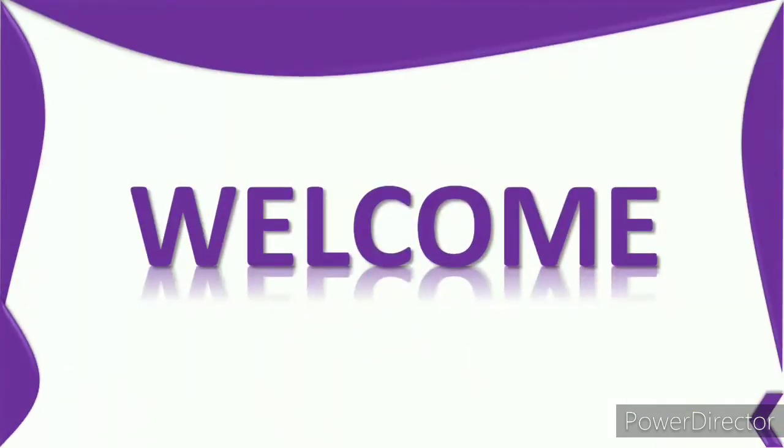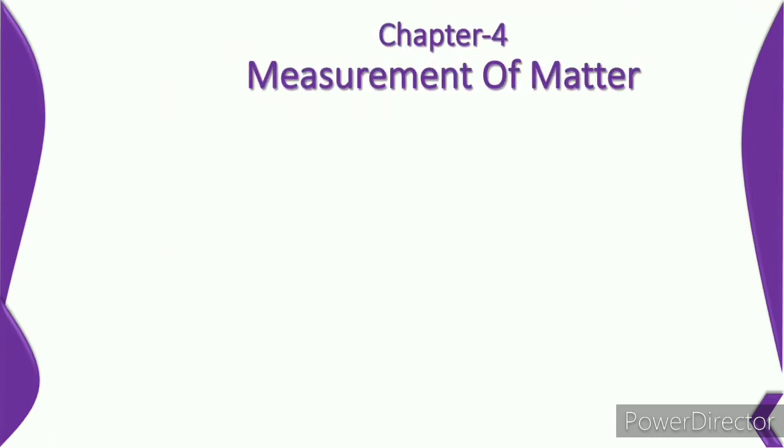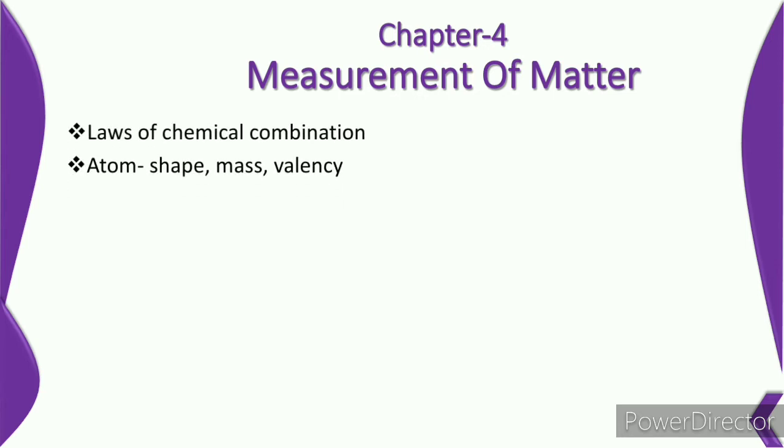Welcome students. Let's learn lesson number 4, measurement of matter. In this lesson we are going to learn laws of chemical combination, atom, its mass and valency of elements. Also we are going to learn molecular mass and the concept of mole and radicals.